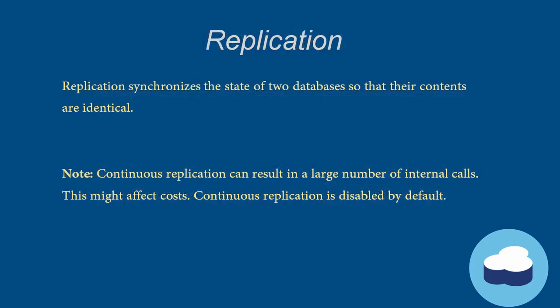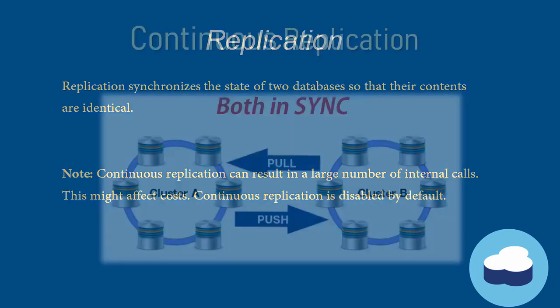But continuous replication can result in a large number of internal calls. It is a disadvantage and it might affect cost. So continuous replication is disabled by default on Cloudant, but in other databases you could find it being enabled. You could always choose to enable continuous replication and other options as well.